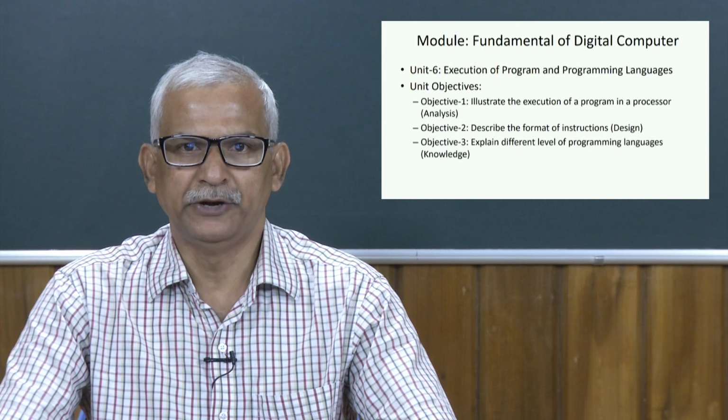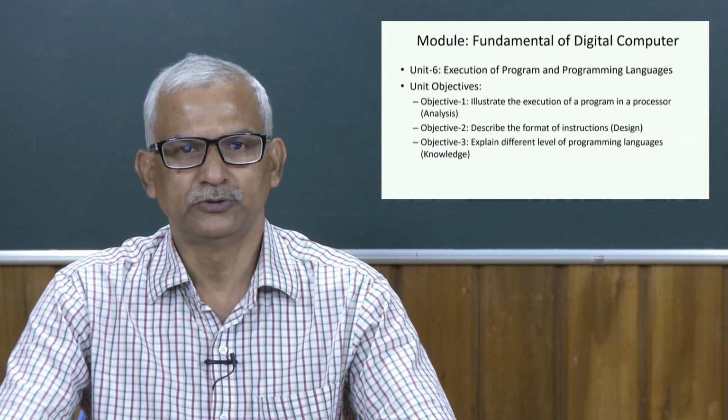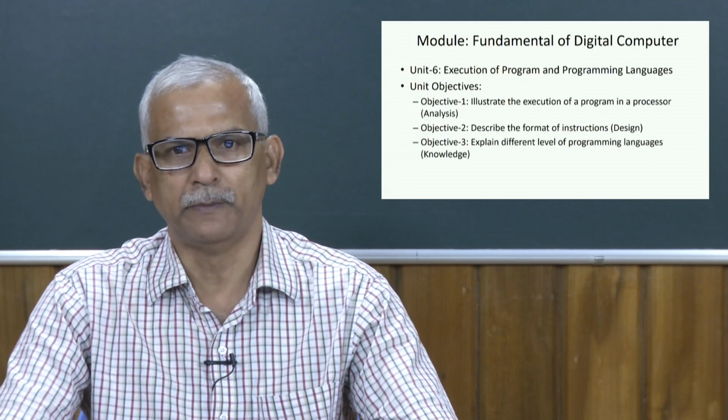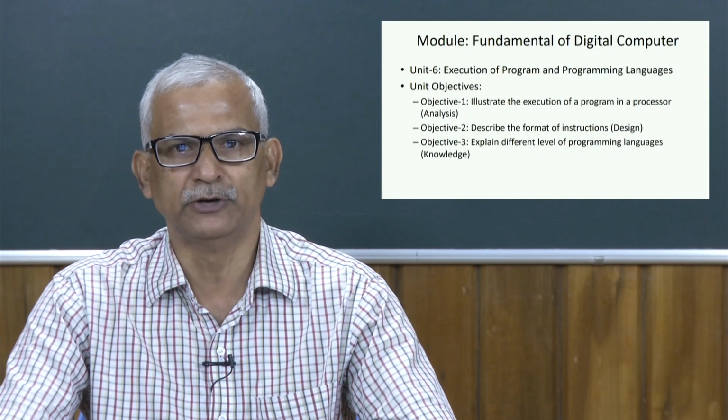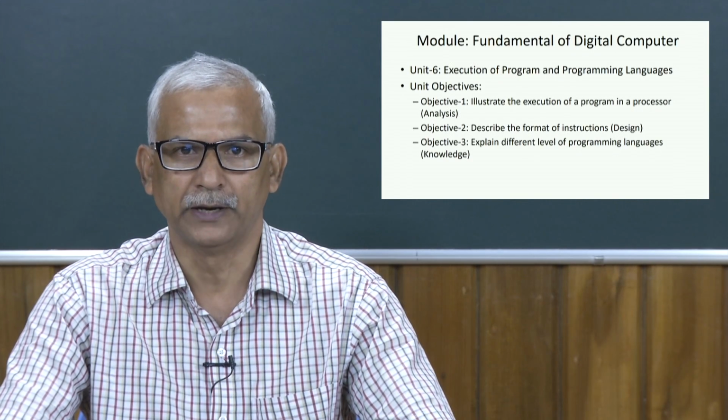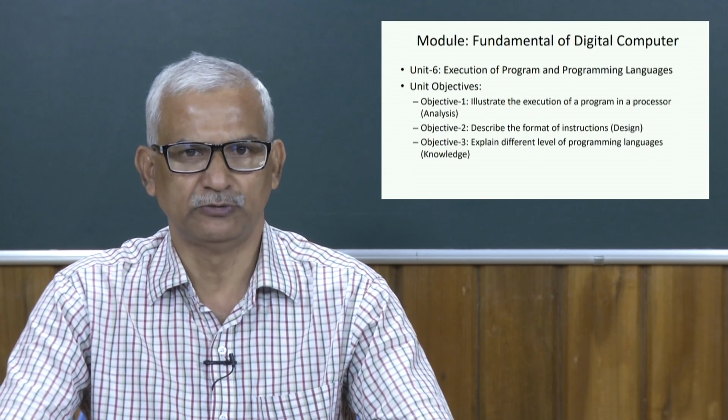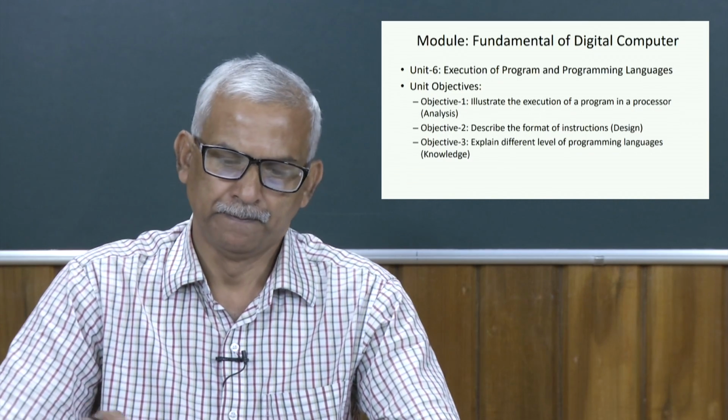Objective 3: explain different levels of programming languages. At the knowledge level, we are just going to give you information on what the different kinds of programming languages are that we have for computer programming. It is at the knowledge level, so we will just give a brief idea about it.